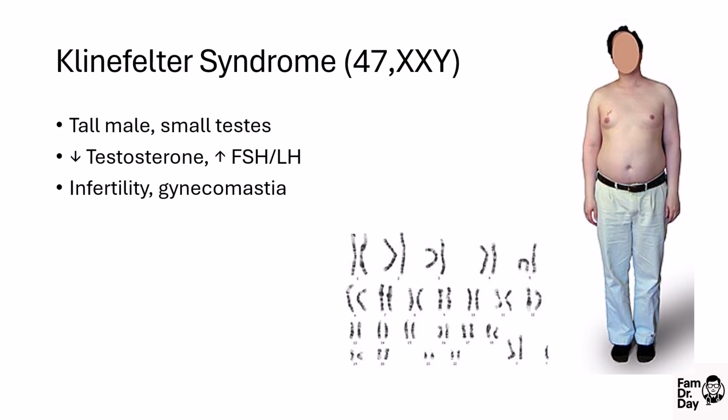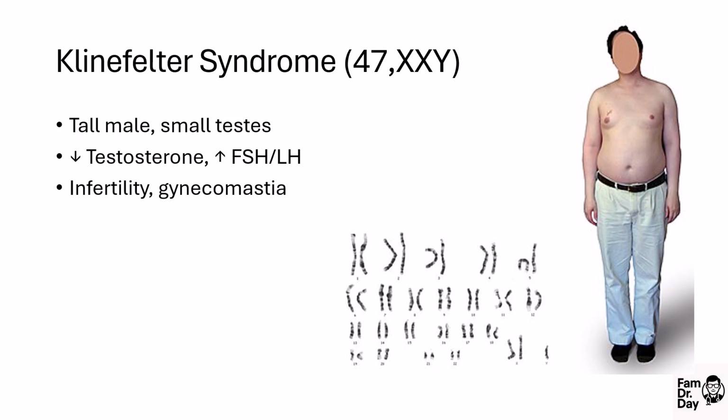This is Klinefelter Syndrome, one of the most common sex chromosome aneuploidies. It is caused by an extra X chromosome in a male, so instead of the typical 46XY, you have 47XXY. Phenotypically, these individuals are tall males with small firm testes due to testicular atrophy. Because the testes are underfunctioning, there's decreased testosterone. The pituitary tries to compensate, so FSH and LH go up, a classic example of hypergonadotropic hypogonadism.